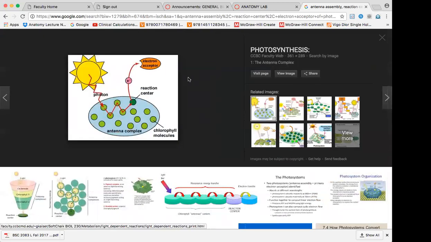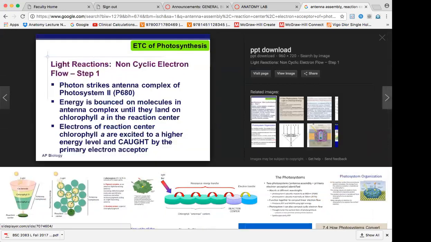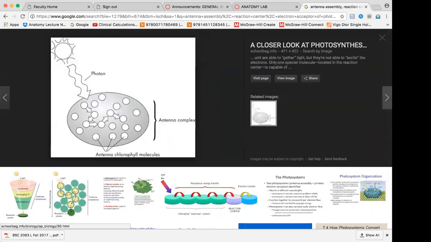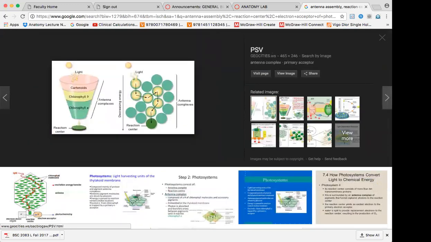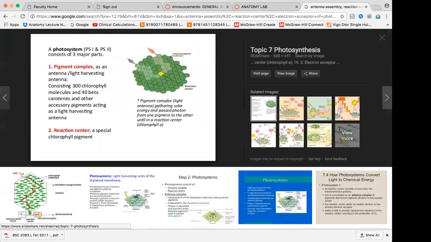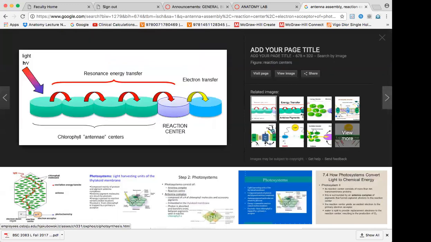So this shows you the same thing here. What else do we have here? Same thing. Okay, all right. We will see this. This is showing you a little more detail about the antenna assembly. You can see this chlorophyll A, B, and the carotenoid. So many pigments are involved to capture the light energy as much as possible. And then the electrons are going to jump over to the reaction center of the chlorophyll. We see how the electrons are moving over to the reaction center.